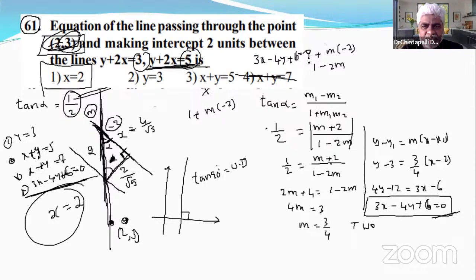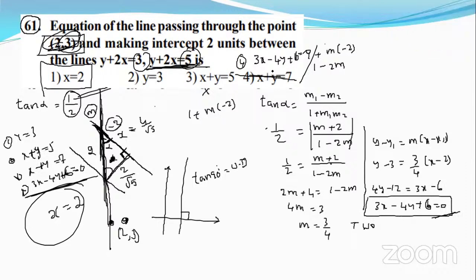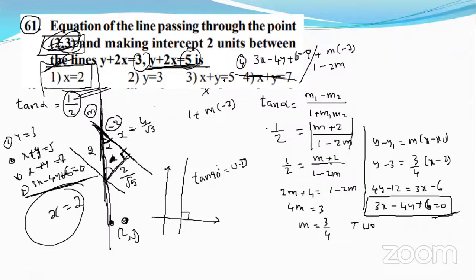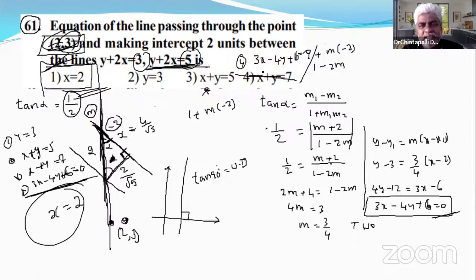See, if the options are like this, what would he say? There is JEE Advanced. This type of questions are also there. First option x is equal to 2, second option y is equal to 3, third option x plus y is equal to 5, fourth option 3x minus 4y plus 6 is equal to 0. Then what is your answer, your response?